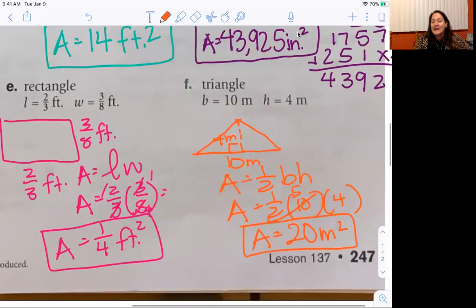And letter F, area equals 1/2 base times height because it's a triangle. Area equals 1/2 times 10 times 4. Half of 10 is 5. 5 times 4 is 20 square meters.